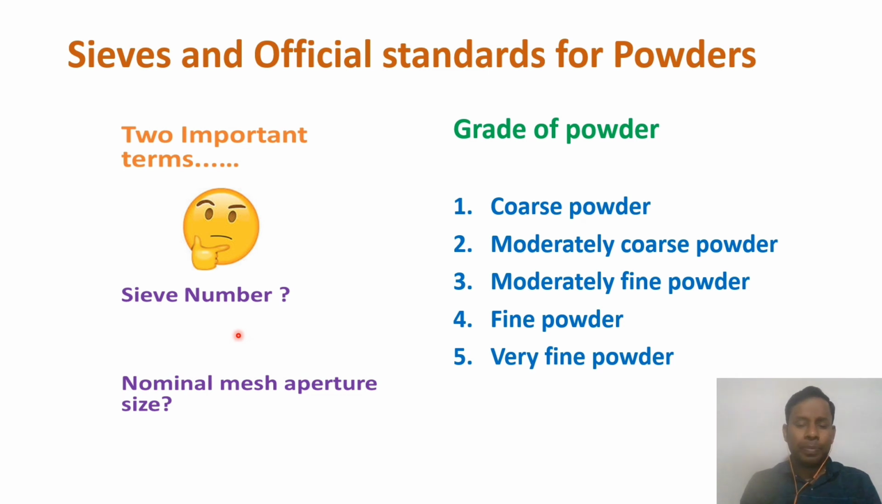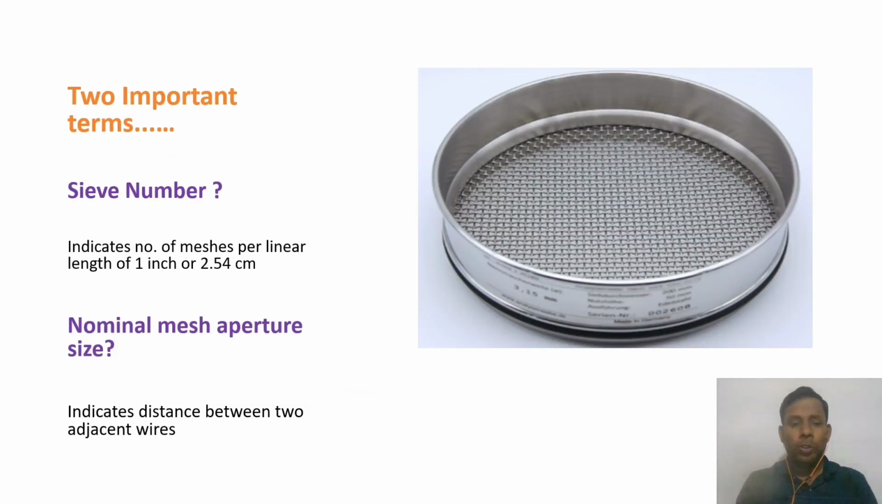For a particular sieve, a particular number is assigned. On what basis are those numbers given? Like we have sieve number 10, 20, 40, 60, 100, 120. We will discuss on what basis those numbers are given, and what this nominal mesh aperture size is. So these are two important terms: sieve number and nominal mesh aperture size.